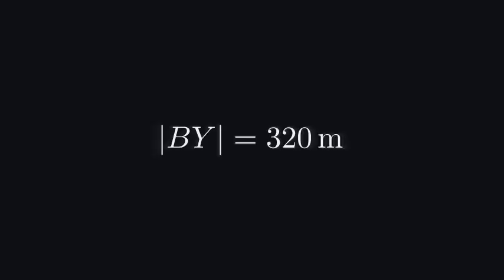First, draw the first building as a vertical line. Let Y be the foot of the building and B be the top. The height of this building is 320 meters, so length of BY equals 320 meters. Now draw the horizontal ground line. The bottom of the other building is W. The question says the buildings are on the same horizontal ground, so Y and W lie on the same horizontal line.